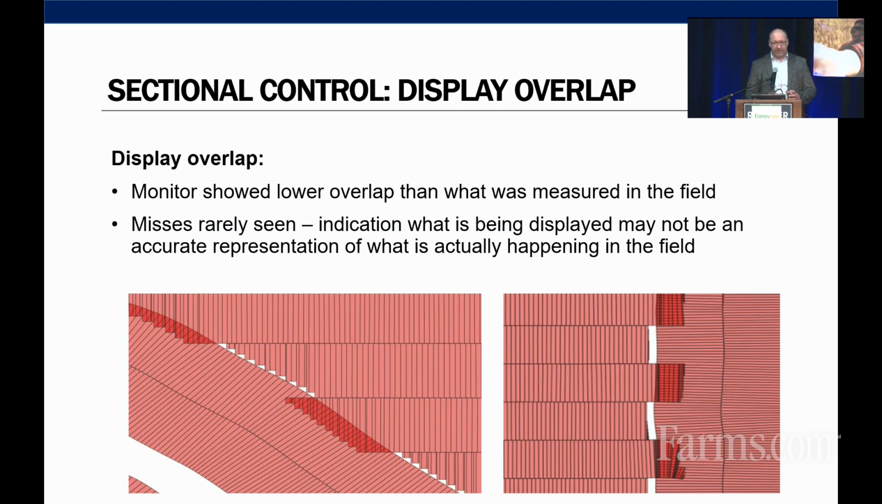Now, one of the other parts that we wanted to understand was what we monitored in the cab versus what we saw in the field.